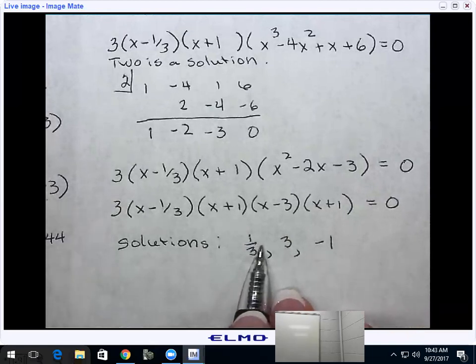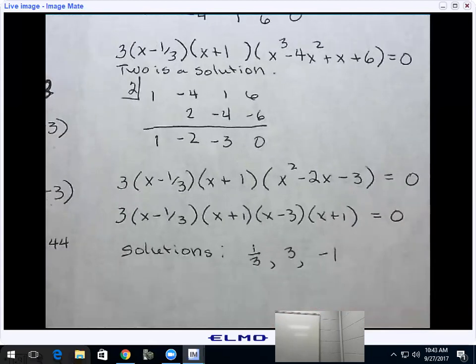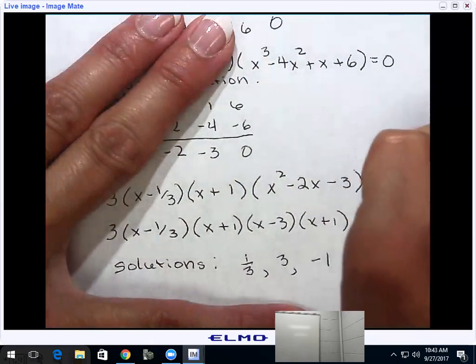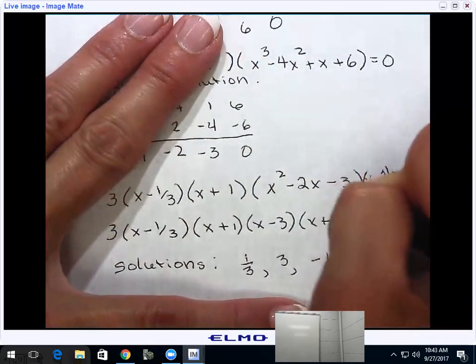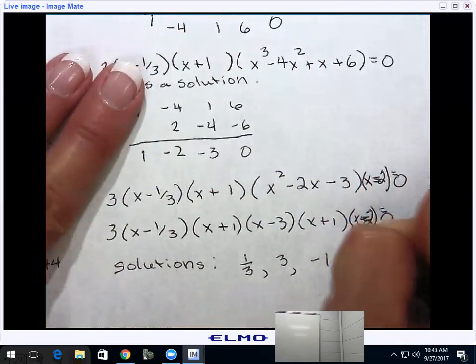So I can play like I did that on purpose to illustrate how important checking is. But that really is how I got my degree in math, is checking, not from not making mistakes, but from finding my mistakes. So that should have a factor of x minus 2. And this should have a factor of x minus 2. And 2 is one of my solutions.